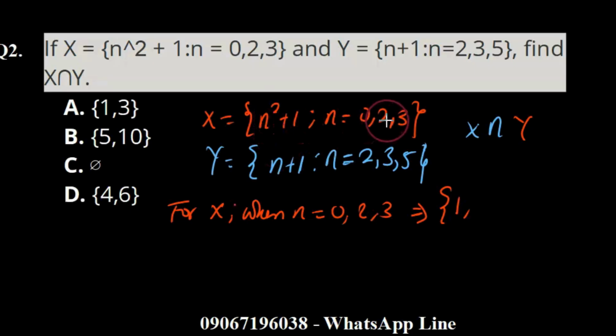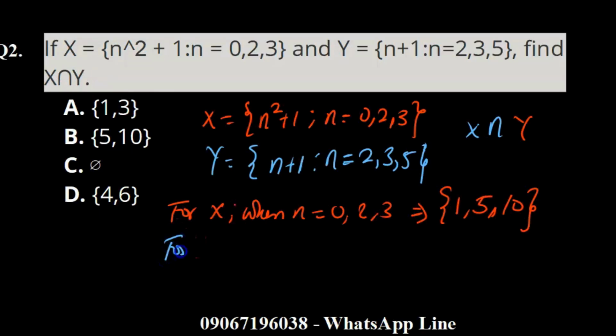When n is 2, we substitute 2 here. This is going to be 2 square, which is 4, plus 1. That's going to be 5. Remember, for the last one, we want to substitute the value of n to be 3. 3 square is 9, and 9 plus 1 is 10. So this is going to be 10. All right, so our set of values for x is 1, 5, and 10.